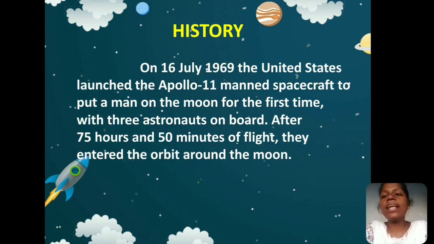On 16 July 1969, the United States launched the Apollo 11 manned spacecraft to put a man on the moon for the first time, with 3 astronauts on board. After 75 hours and 15 minutes of flight, they entered the orbit around the moon.